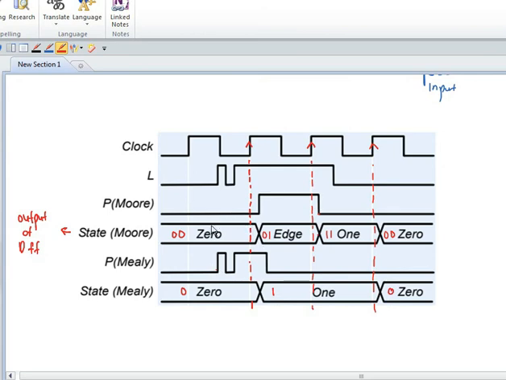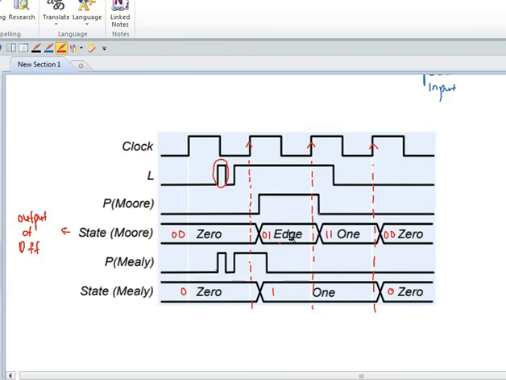Now remember, the flip-flop can only change at the clock edge. So let's say you are at state 0, and you are a Moore machine. Even though your L changed to 1, you cannot change to edge, because you must wait until the next positive clock edge. So you stay at 0, even though you see this L right here. When you reach the next clock edge, you check your L. Your L is 1, so you move from 0 to edge, the next state.